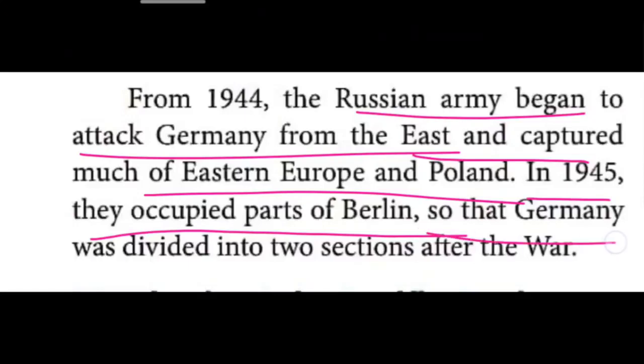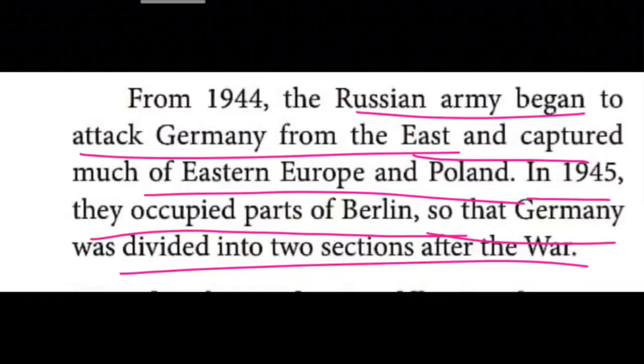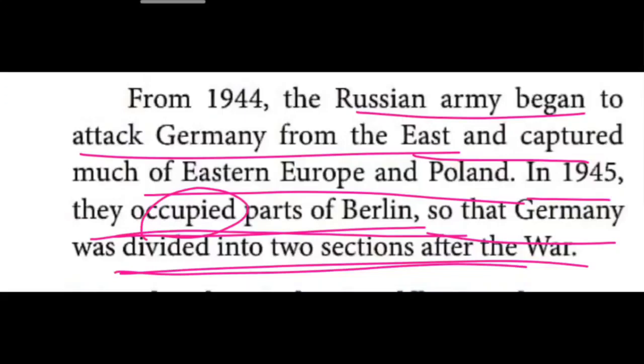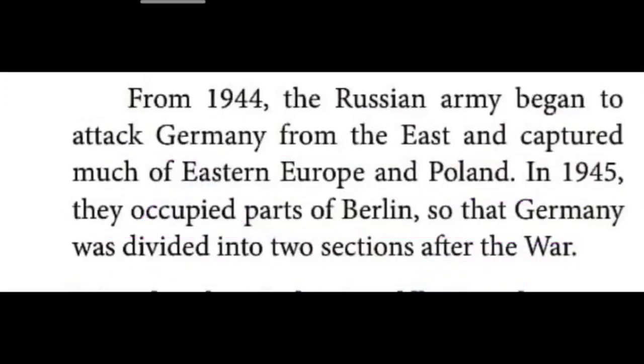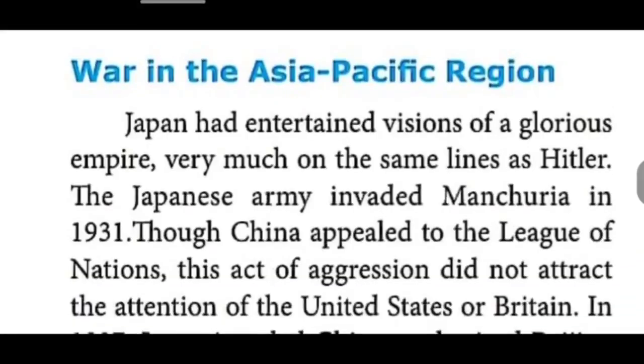So Germany was divided into two sections, that is, West Germany and East Germany. By the year 1990 only they were unified. Okay, later history we can learn. So in the year 1945, Russians occupied Berlin. Berlin, that's the capital of Germany. So Germany was divided into two sections after the war, that is West Germany and East Germany. Okay, children. Yes, the next one, war in Asia.